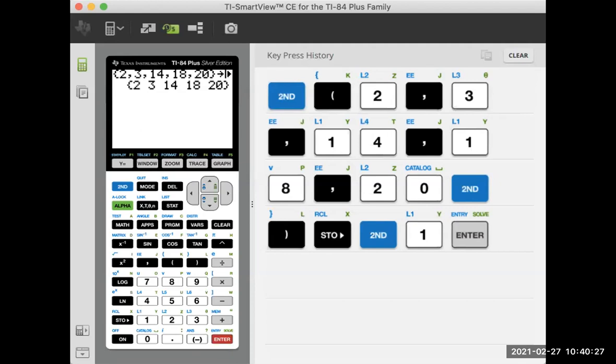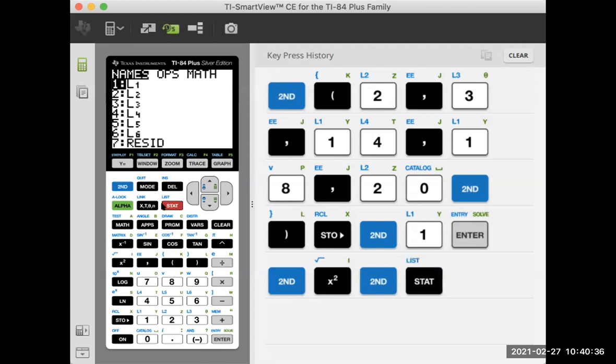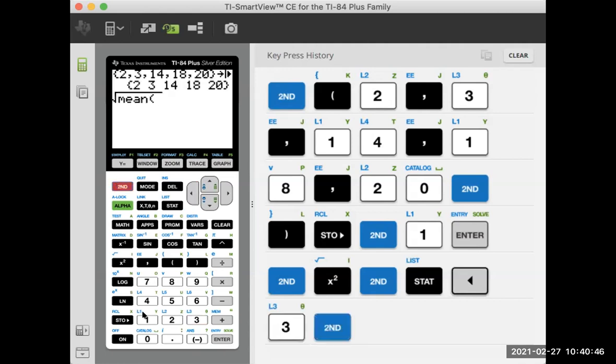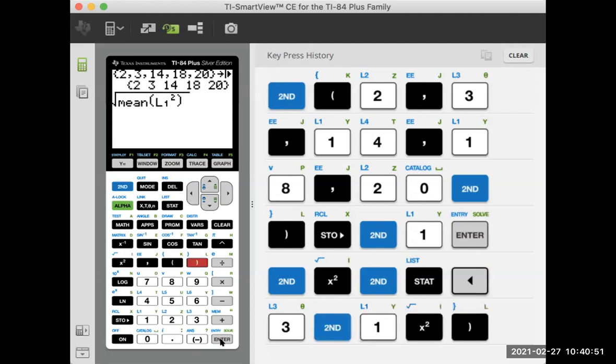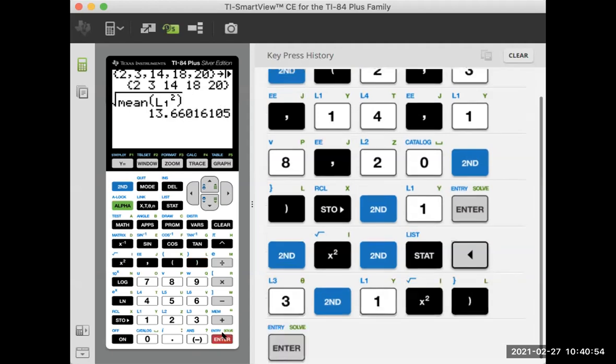And then let's take the square root of, go to list, click on my arrow keys to click on mean, that's the third one down, and then take L1, square it, I can end my parentheses if I want, then hit enter. 13.66016105. Okay, good.